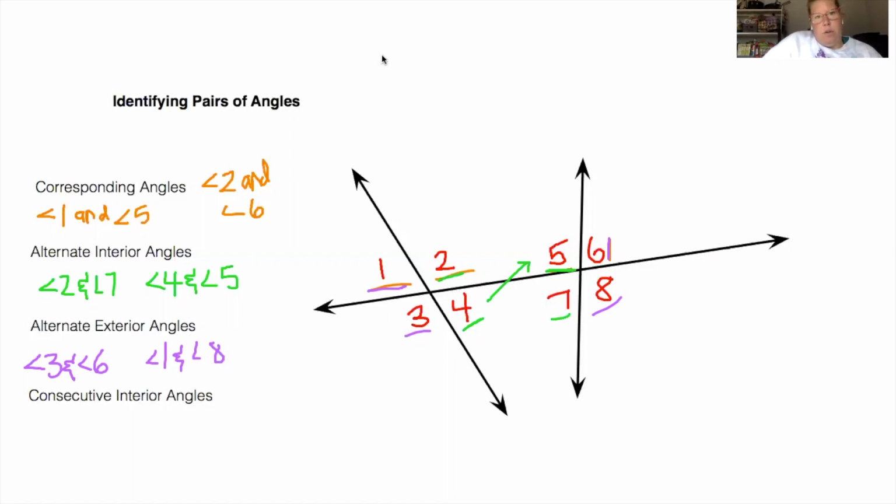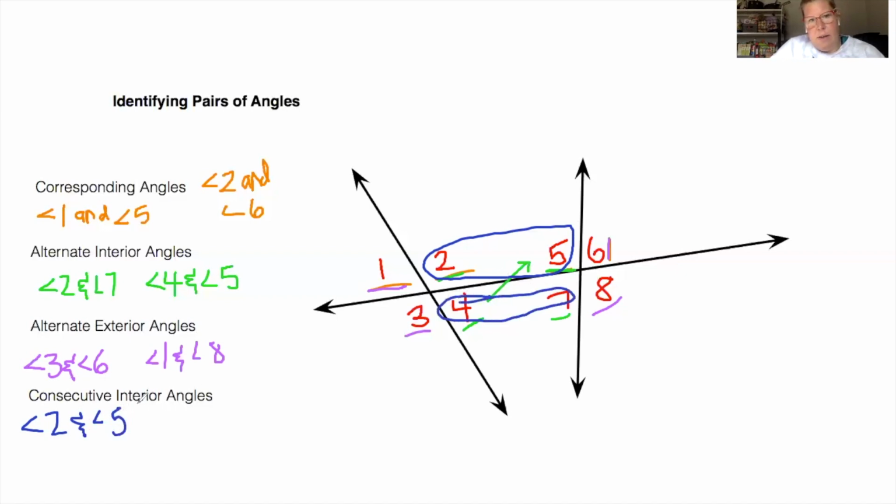Consecutive interior angles, so those are going to be our angles that are on the inside, on the same side as the transversal. We have angle 2 and angle 5. And on the inside, we have angle 4 and angle 7. All right, so when you're looking for the different pairs of lines, these keywords will help you understand which pairs go together. And I put a visual on assignment 3 to help you practice putting the pairs together.